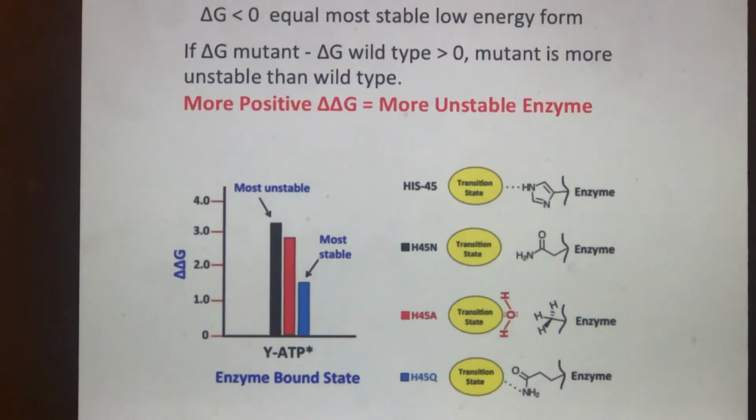Over on the right side, what you see are some configurations for the amino acids binding to the transition state. You can see that in H45Q the amide is optimally positioned to interact with the transition state, unlike the other ones, with the exception of histidine, the wild type. Although you don't have to understand the mechanism of how the amino acids and the substitutions affect the transition state, you should be able to deduce it from the actual graph itself.